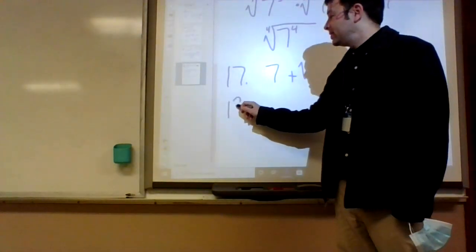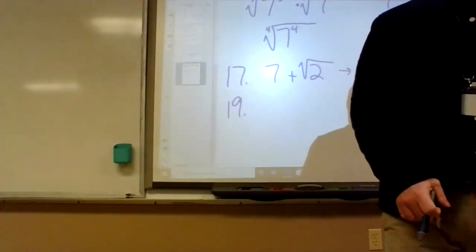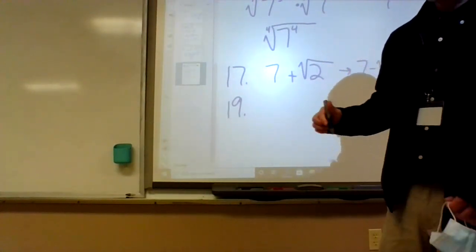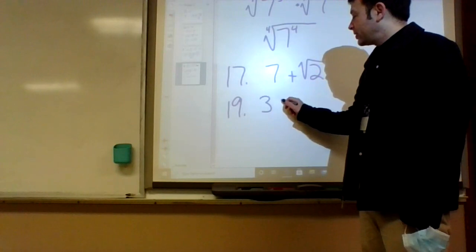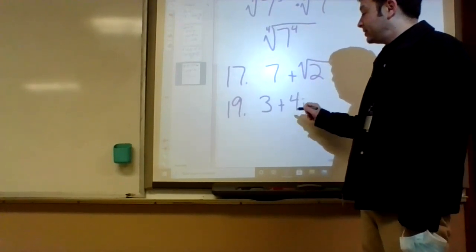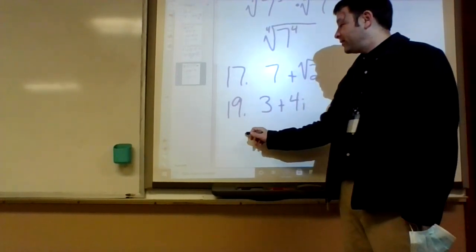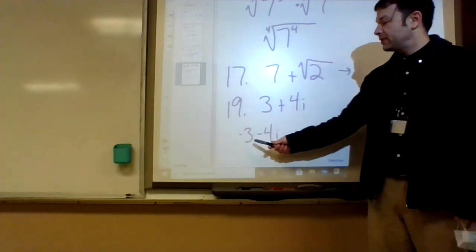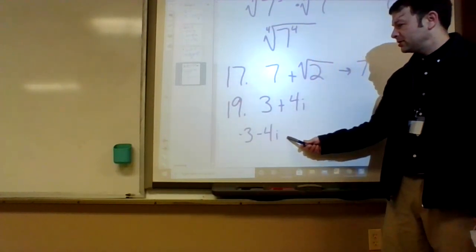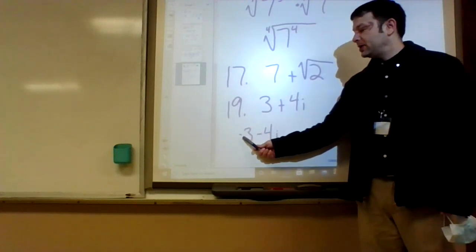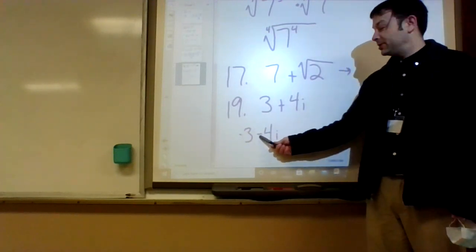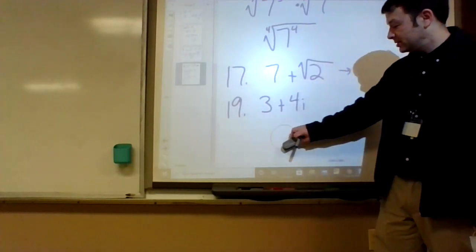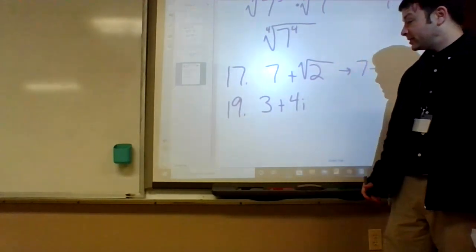So 19 is just, what's the conjugate? What's the conjugate for 19? 3 plus 4i. If it had said minus 3 minus 4i, what would the conjugate of that be? No, it would just be negative 3 plus 4i. So you only switch the thing in the middle. Doesn't matter what the front is. Okay, anyway, that's 19.